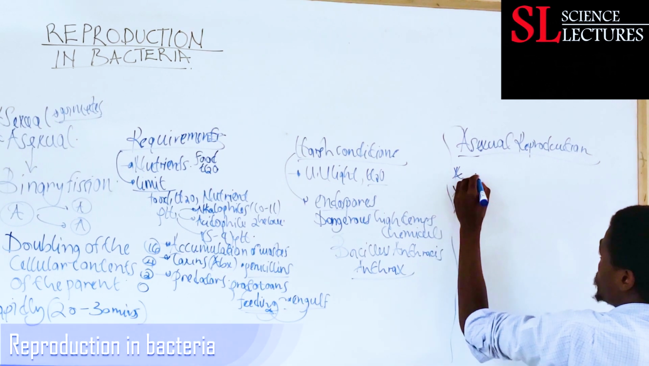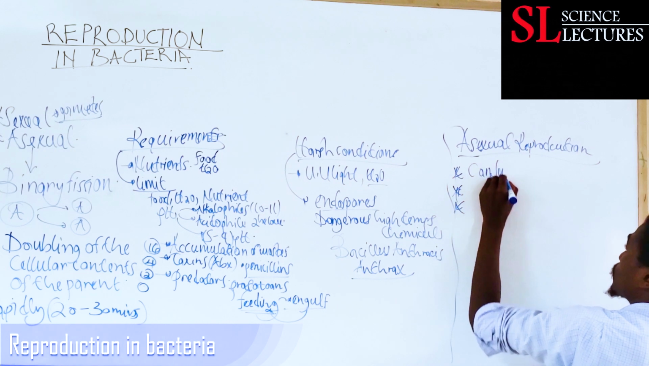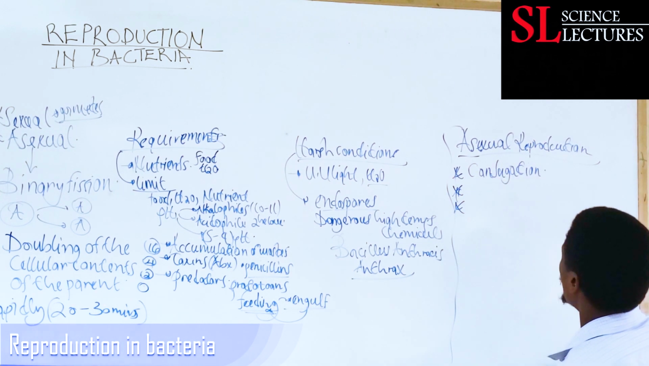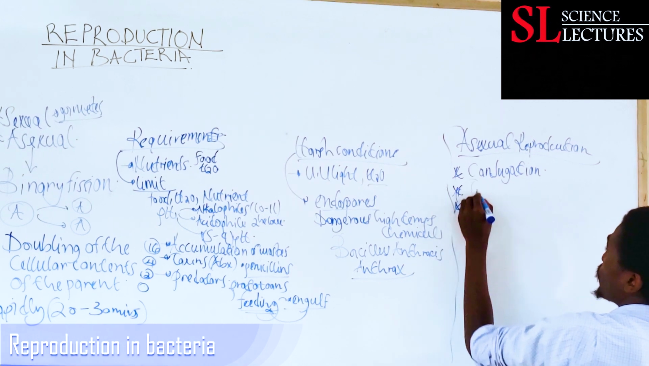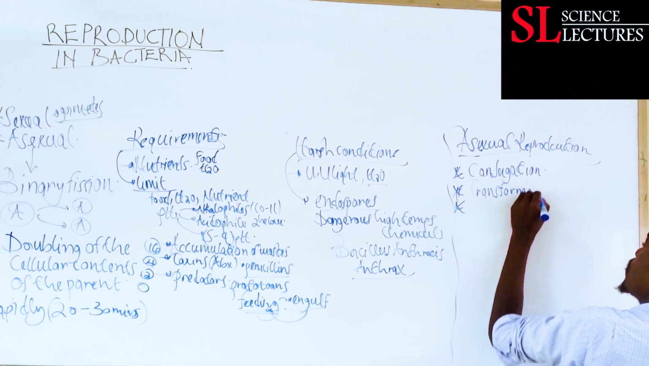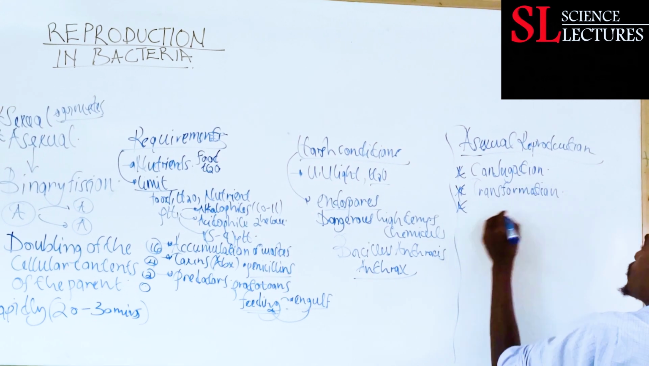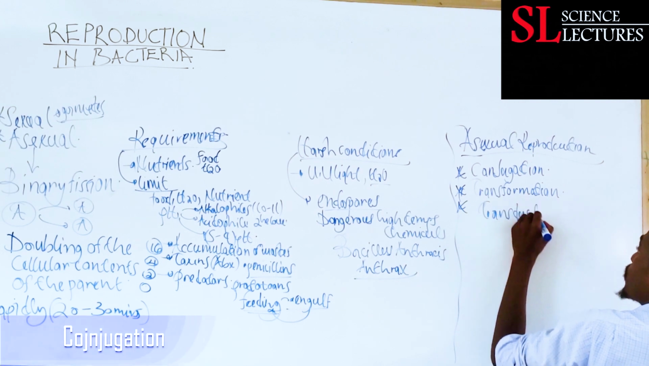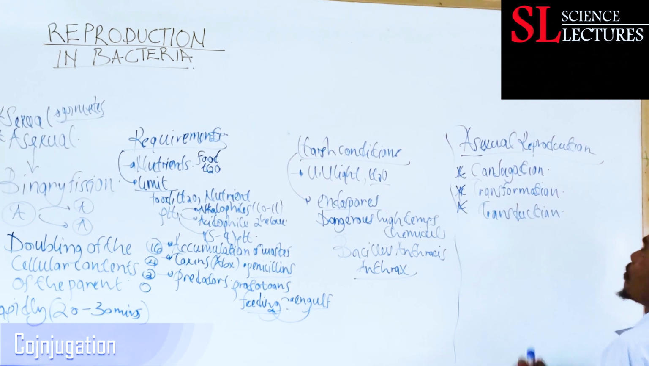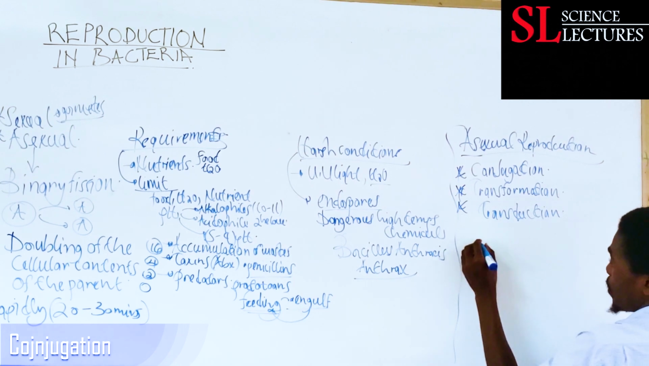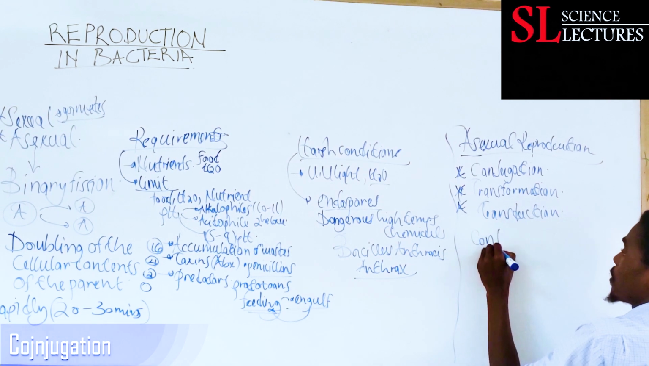Number one is conjugation. Another form is transformation. And then finally, we have another form called transduction. So we are going to start off with conjugation. What is conjugation?